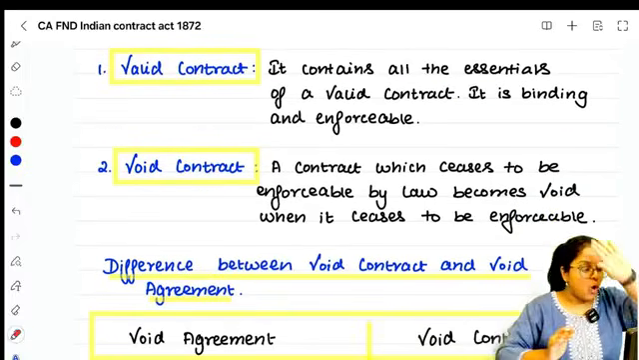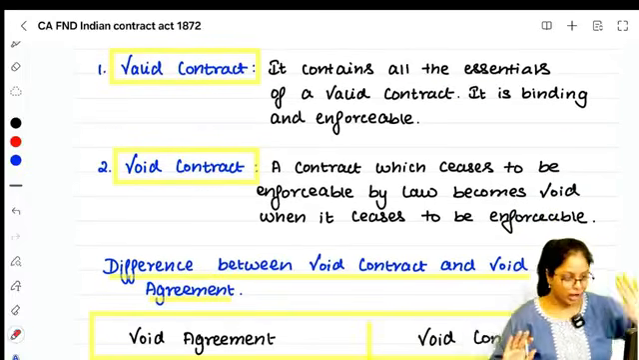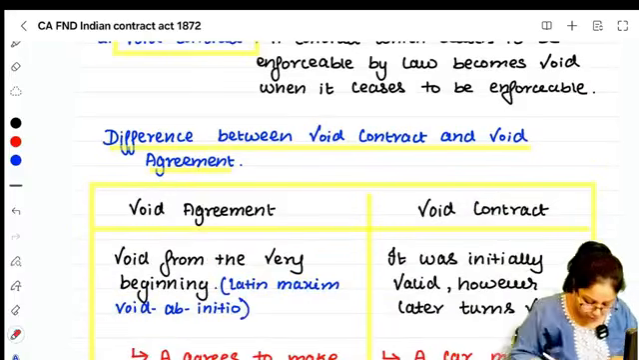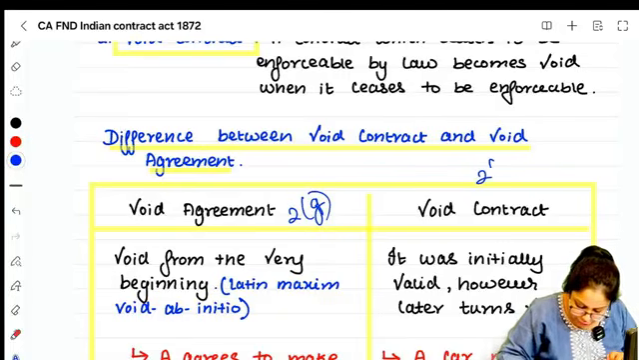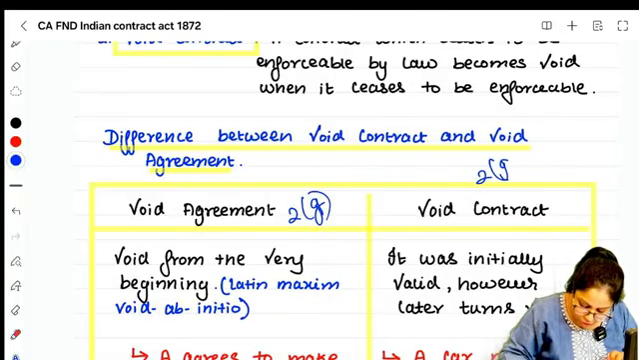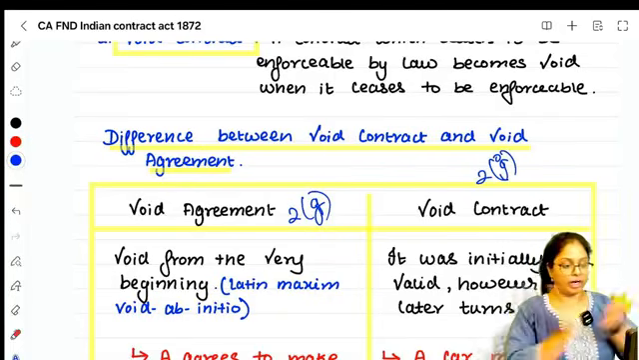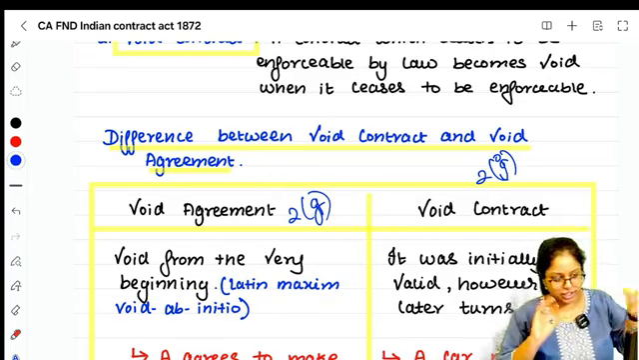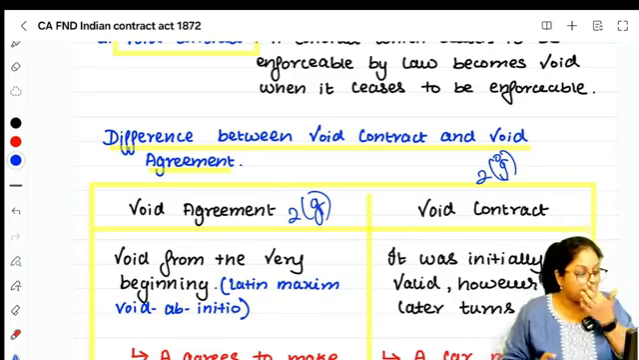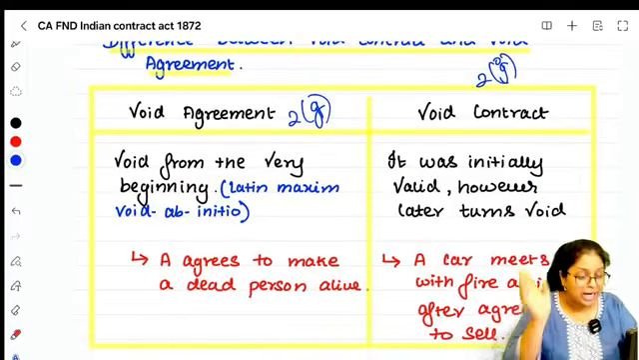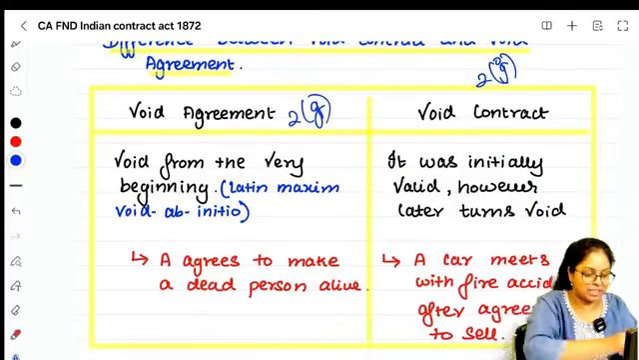We will come to void agreement, void contract. Void agreement, void contract. That is important. Void agreement is 2G, and void contract is 2J. Okay. Void agreement is 2G. Void contract is 2J. Void agreement has a Latin maxim.